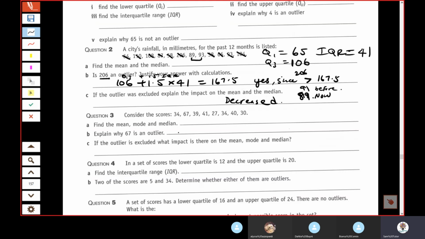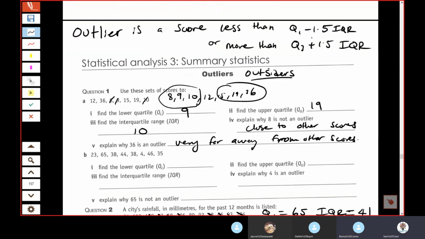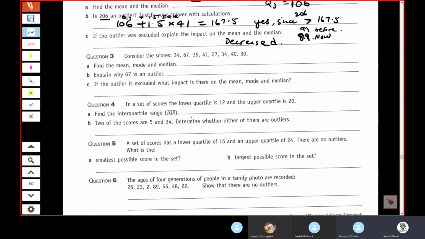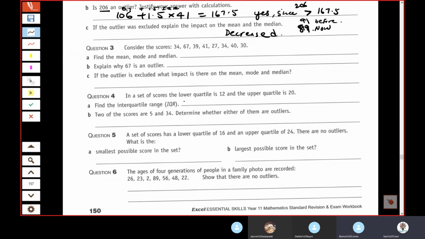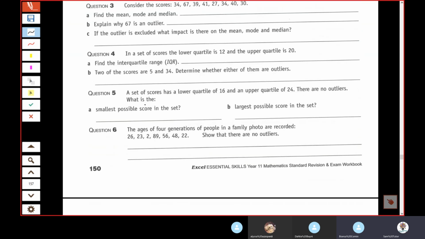Okay, and then we've got this one here. Explain why 67 is an outlier. I'm guessing because it would have been less than Q1 minus 1.5 IQR. Yeah. So that's that. Easy.